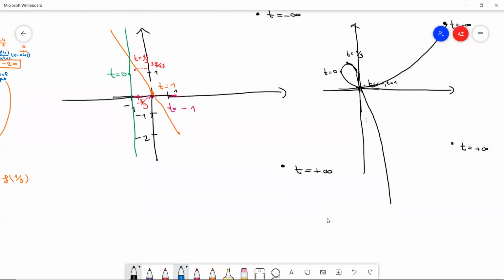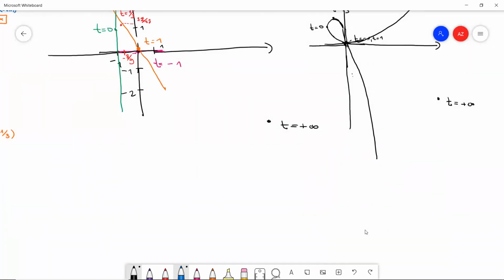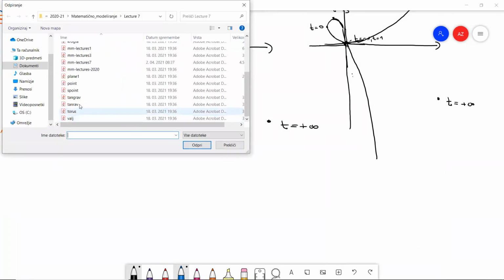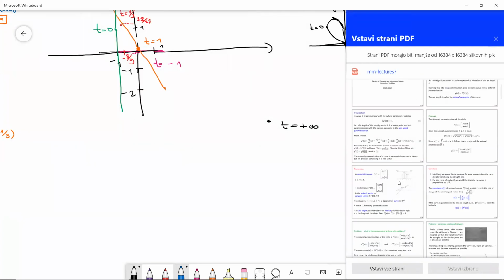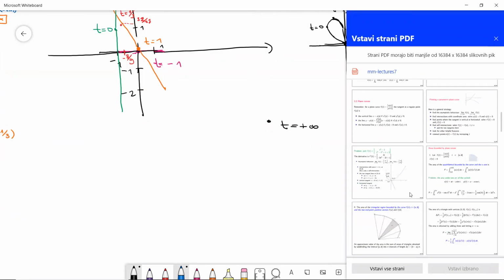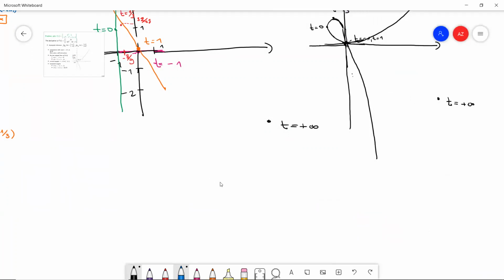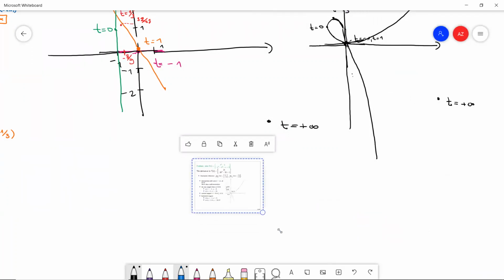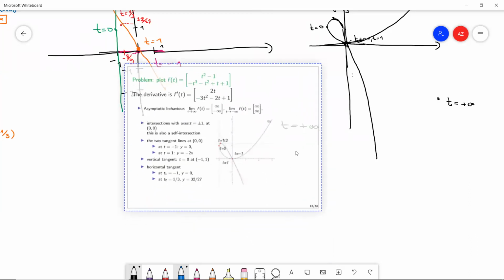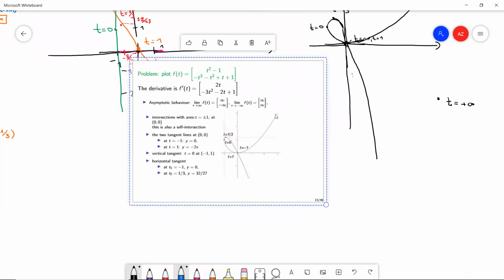Okay, and on the slides you can see the picture drawn with Mathematica. And yeah, this is the proper picture with Mathematica.